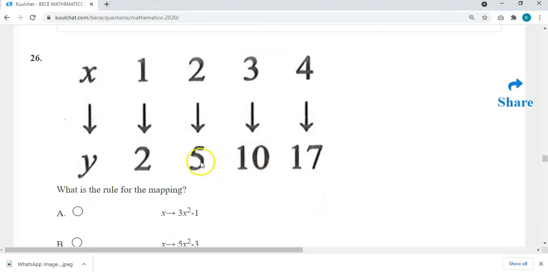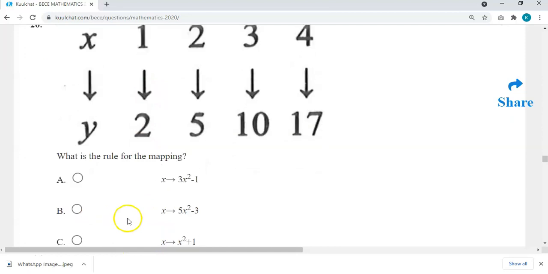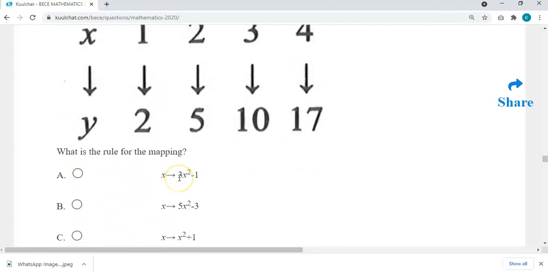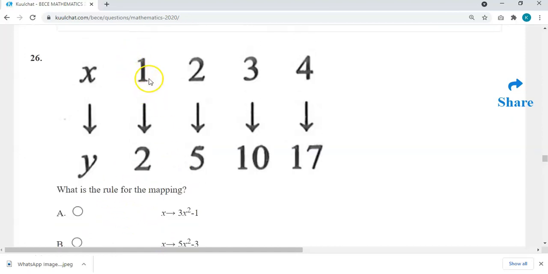No, sometimes one may be correct at some point but may not be correct at the other point. So you have to try for each of the values of x and check if you get the corresponding value of y. So here, if you are checking option A, our x is 1, so you put x equal to 1 in this equation.